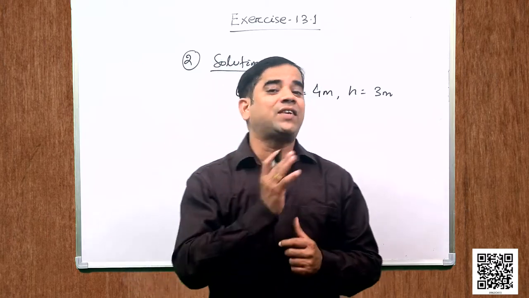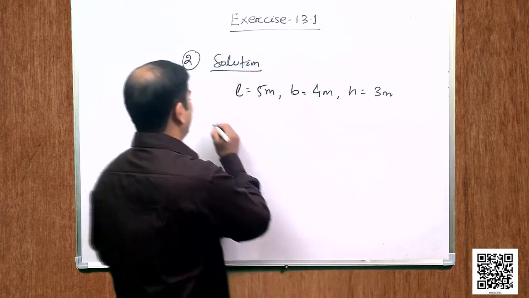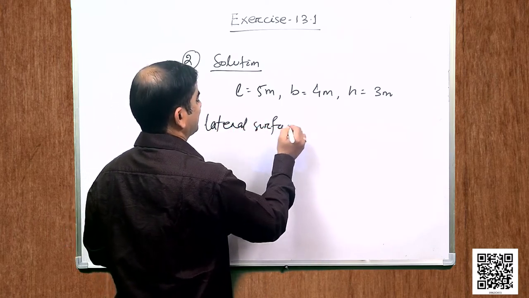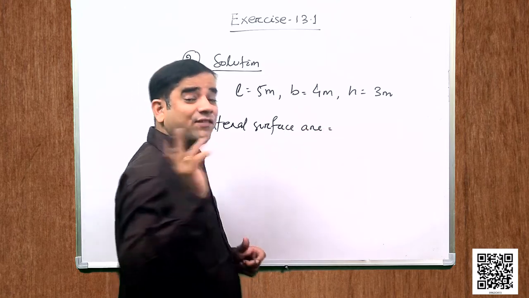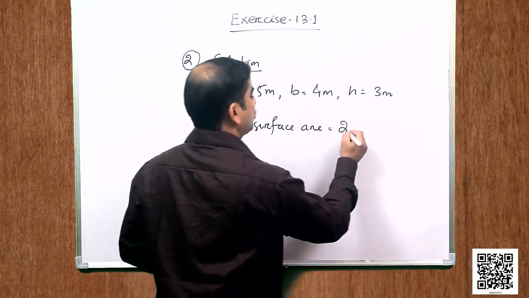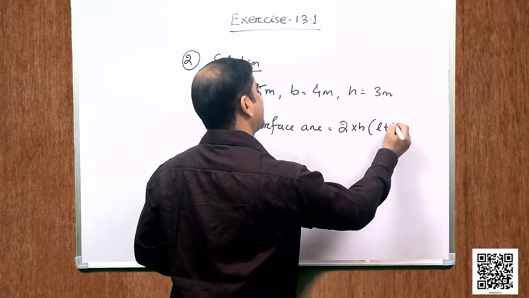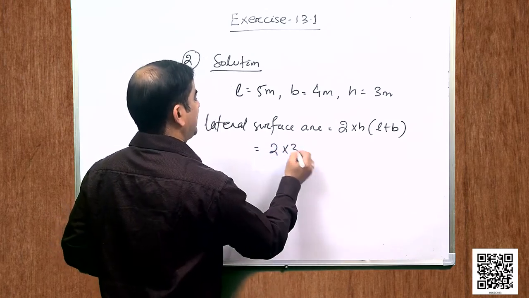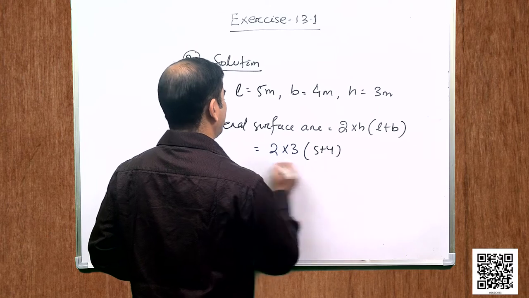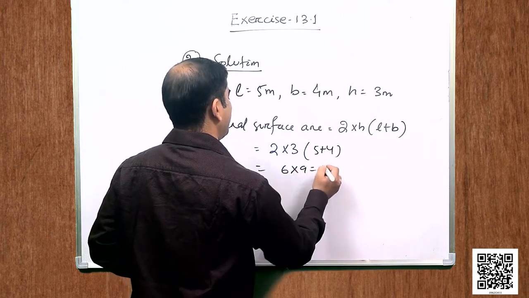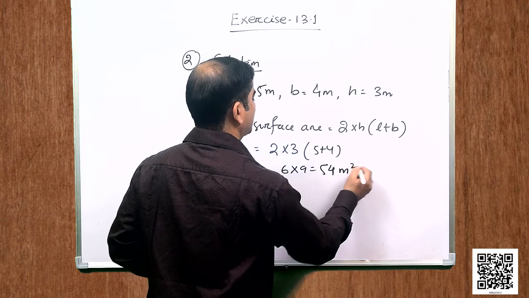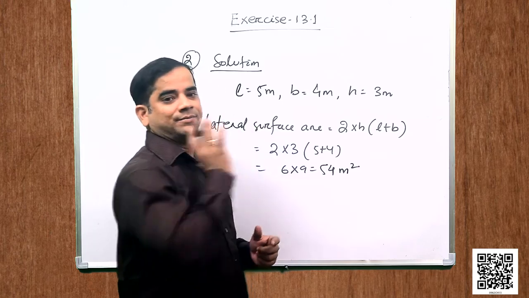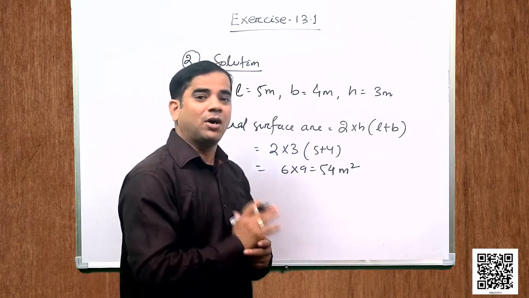What should be the lateral surface area? The lateral surface area, which in this case is the surface area of the walls, that is 2 into L plus B. So that is equal to 2 into 5 plus 4, 2 into 9, 54 meter square. So this is the area of the walls.